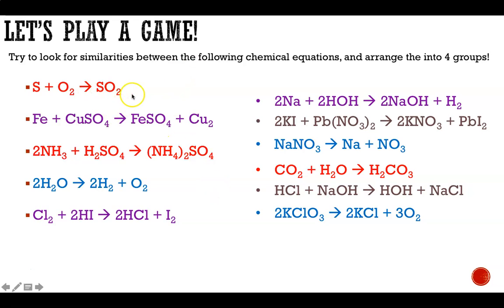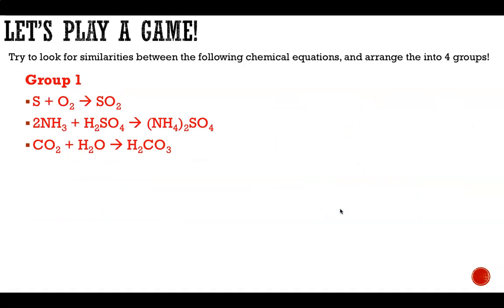I think it will be easier if I group all the reds together, all the blues together, purples and brown, and that'll make it a little bit more obvious as to what the similarity might be. Okay, so group 1. Everything in group 1 has 2 reactants and 1 product, every time. So the rule for this group is that we only end up with 1 product.